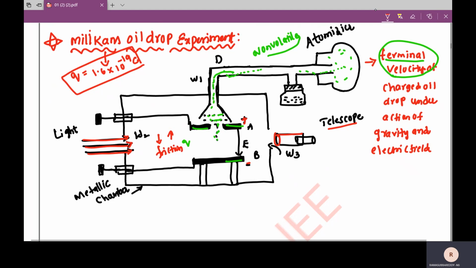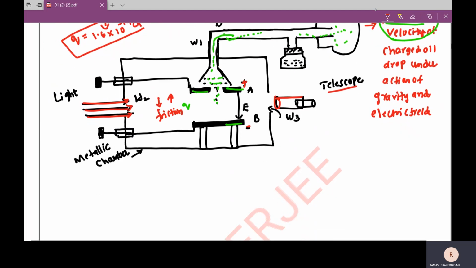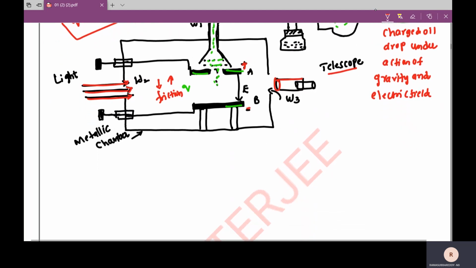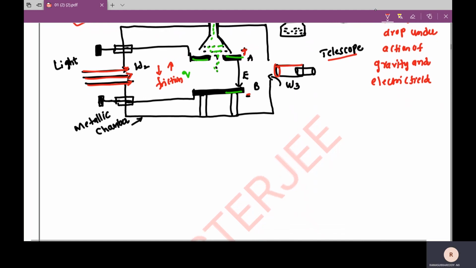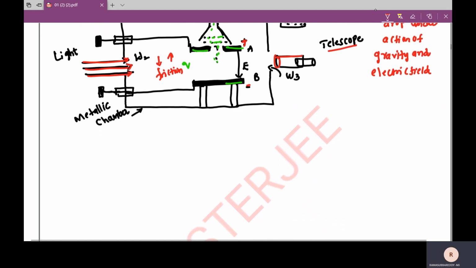The field is adjusted so that the oil drop slowly moves upward. The drop experiences electric force and buoyancy in the upward direction, whereas weight and viscous force act in the downward direction.